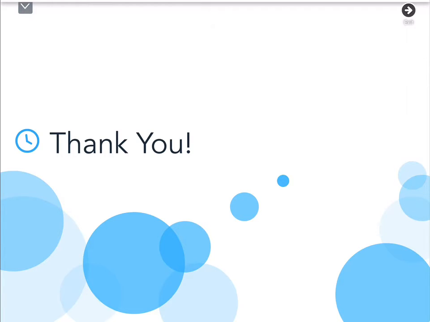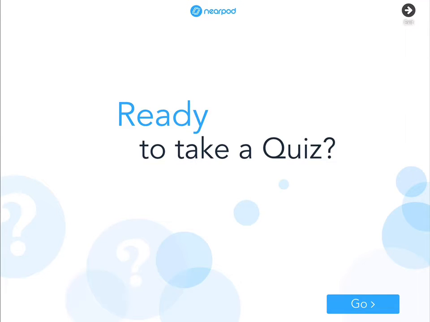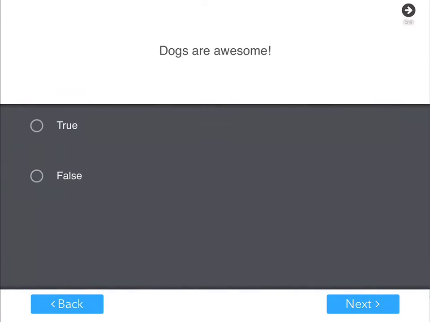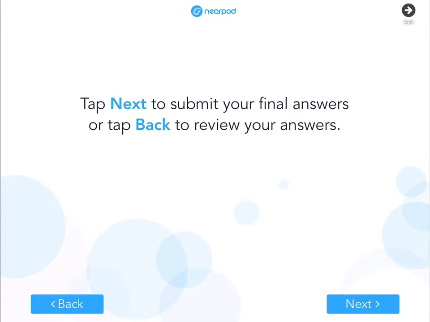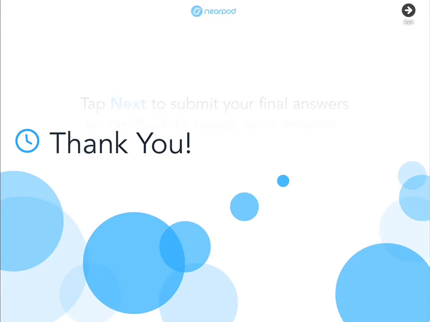So then my teacher might advance my slide. Okay, now I have a little quiz that I have to take. So the teacher gave me a quiz. So now I'm just going to answer the question. Dogs are awesome. That must be true. I'll hit next. Oxygen is a gas. I think that's true too. So I'll hit next. And now I'm done with the quiz. I can go back and edit my answers if I want, or I can just hit next to submit, and then my answers go to my teacher. Okay, and they can see them, but again, the other students can't see them.